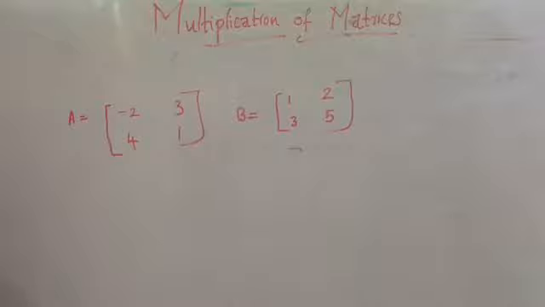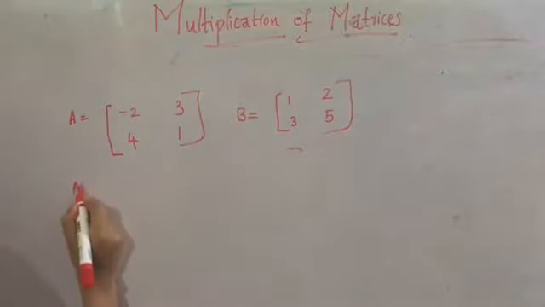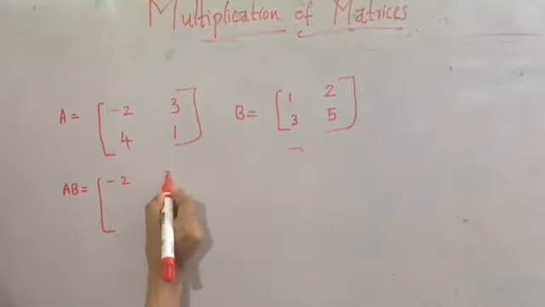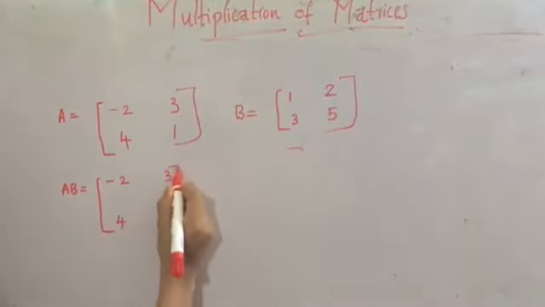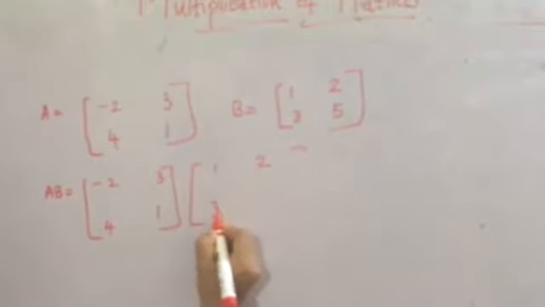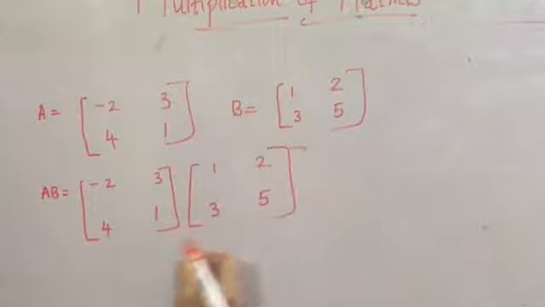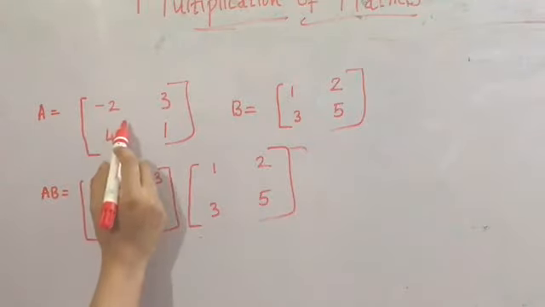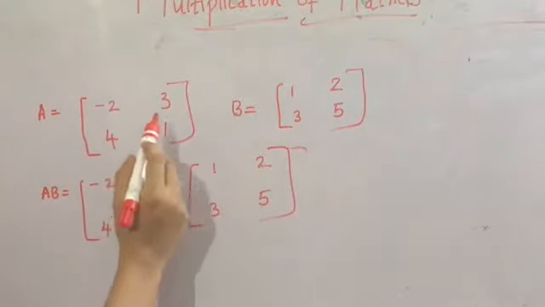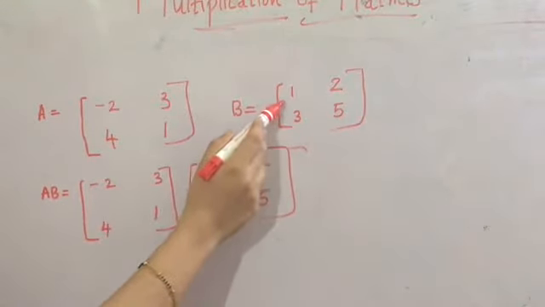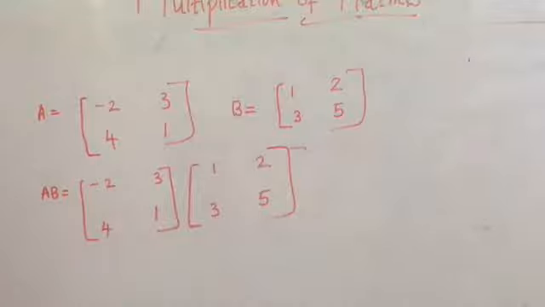How to do this example. We need to find AB, that is the product of A and B. Minus 2, 3, 4, 1 into 1, 2, 3, 5. So the rule of matrices is you need to multiply the elements of the first row of A with the corresponding elements of the first column of B. So I will show you how to do this.